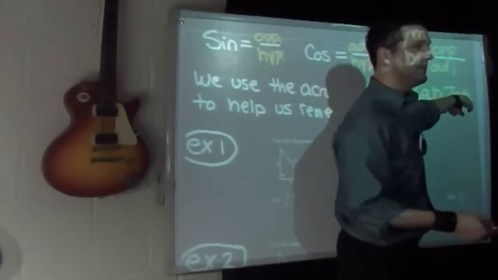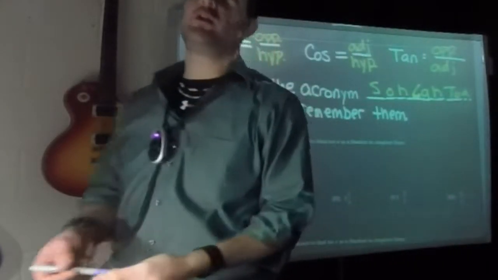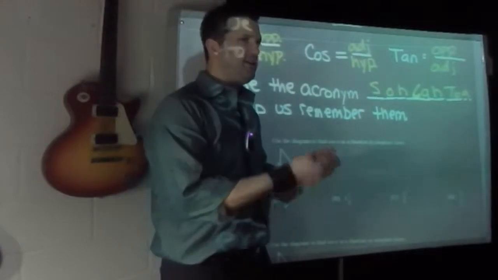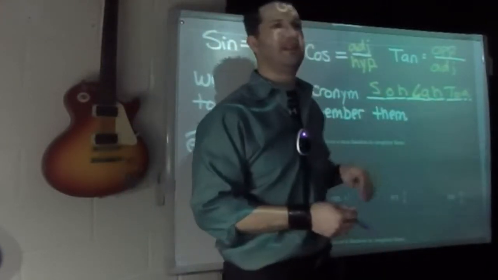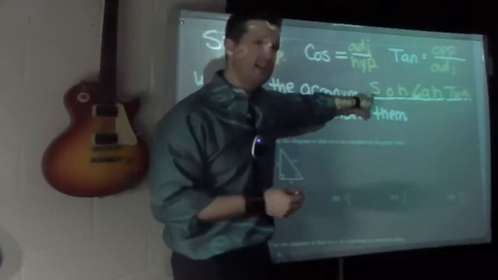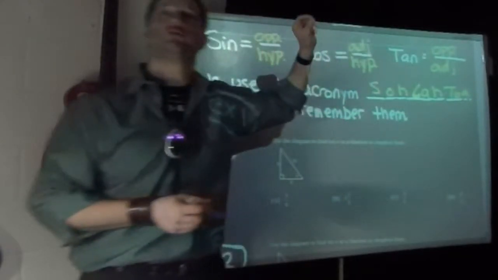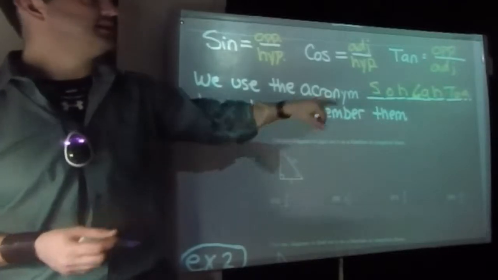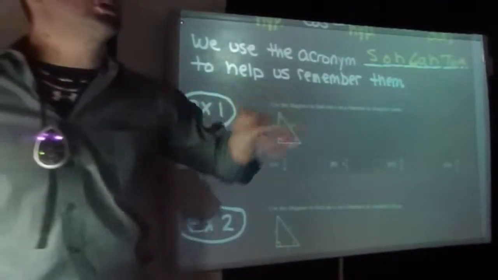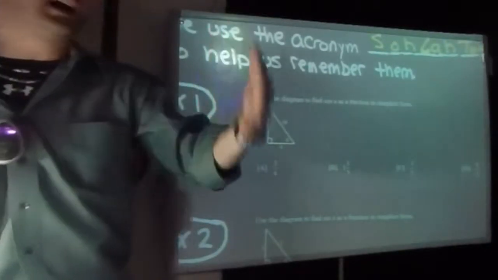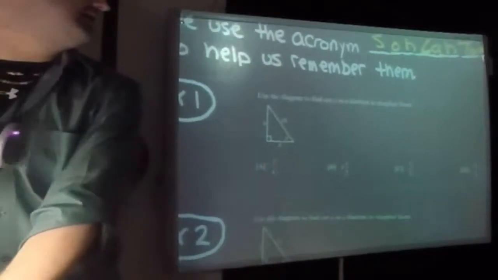Tangent is opposite over adjacent. So when you go to do your EOI, other than a squared, b squared, c squared, you might want to write SOHCAHTOA as soon as you get that blank paper, because this is a cheat sheet. Sine is opposite over hypotenuse, cosine adjacent over hypotenuse, tangent opposite over adjacent. Now we're going straight into the examples to see what I mean by opposite, hypotenuse, and adjacent.